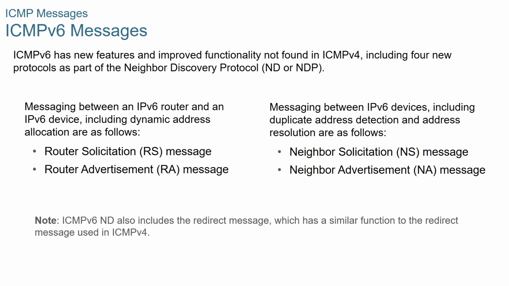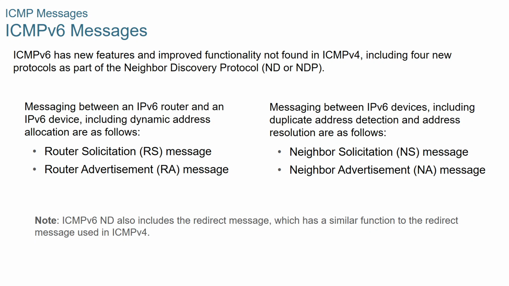ICMPv6 messages. ICMPv6 has new features and improved functionality not found in ICMP version 4, including four new protocols as part of the Neighbor Discovery Protocol, so ND or NDP. So messaging between an IPv6 router and an IPv6 device, including dynamic address allocation, as follows. We have router solicitation messages and router advertisement messages.